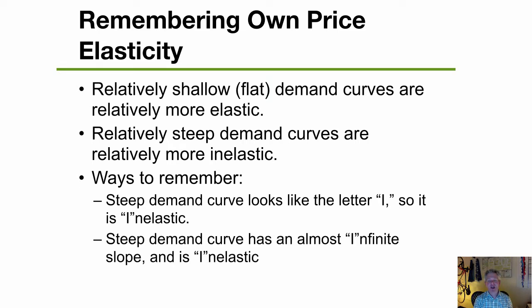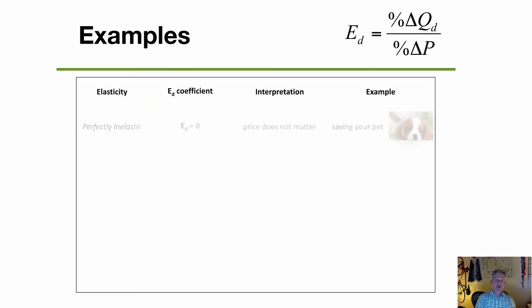Steep demand curves have an almost infinite slope, as in inelastic. Okay, so here it is, summing up some of the stuff we've said so far. If something is perfectly inelastic, then its elasticity is 0. The price does not matter. That could be something like saving your pet. You'll do that no matter what.